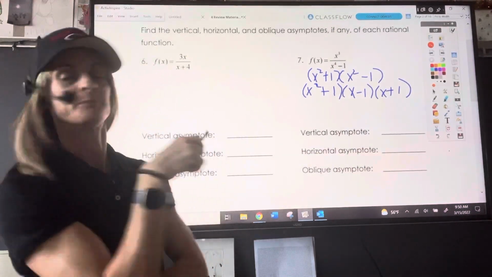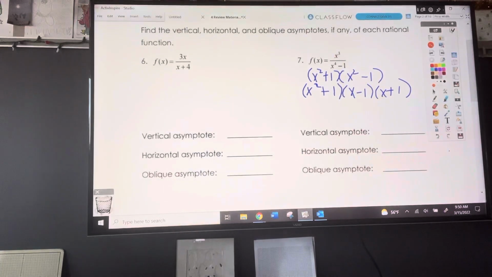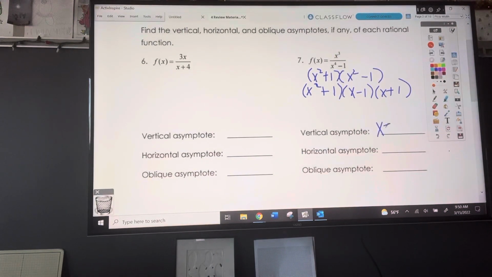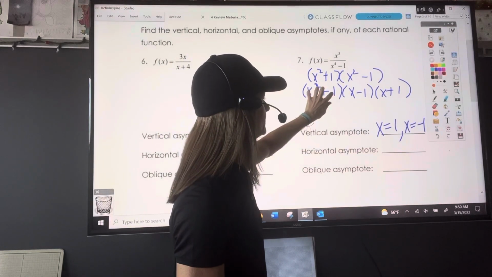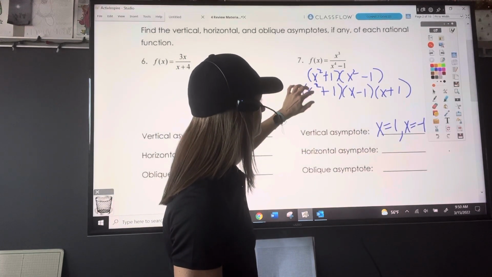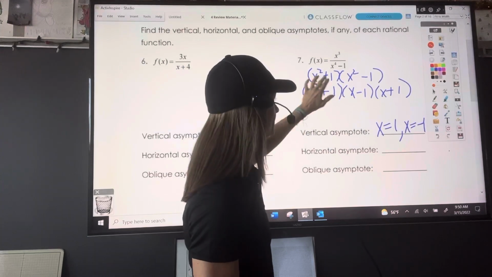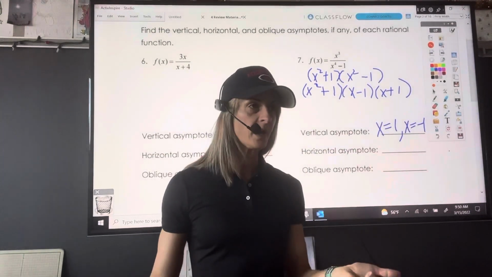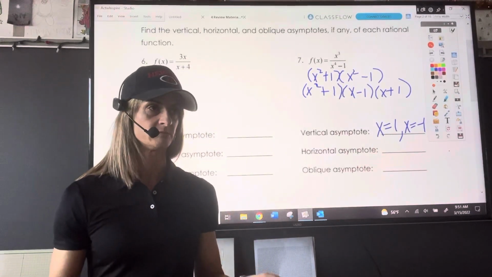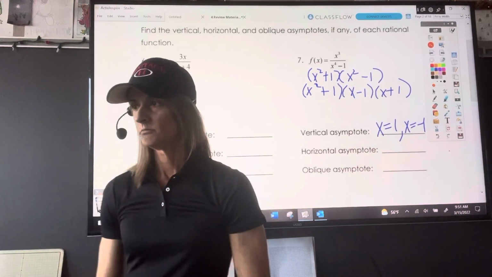Okay, now we can tell the vertical asymptotes are going to be at 1 and -1. There's no vertical asymptote from the other factor. We can't make this 0 because if I set this factor, x squared plus 1, equal to 0, that would mean that x squared would have to be equal to -1, and there's no number times itself that equals -1 that we can graph.